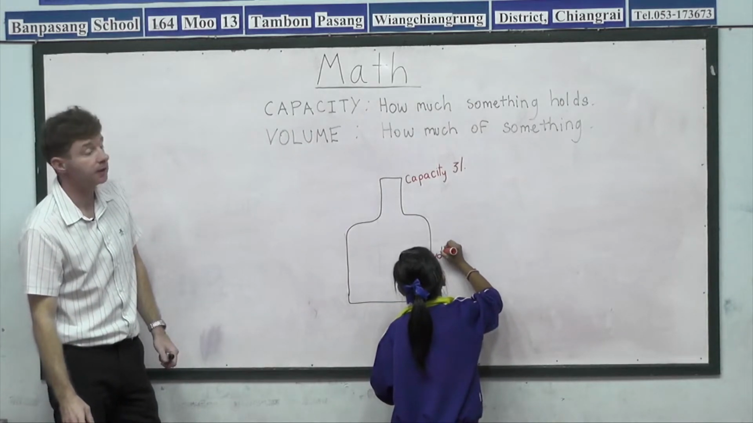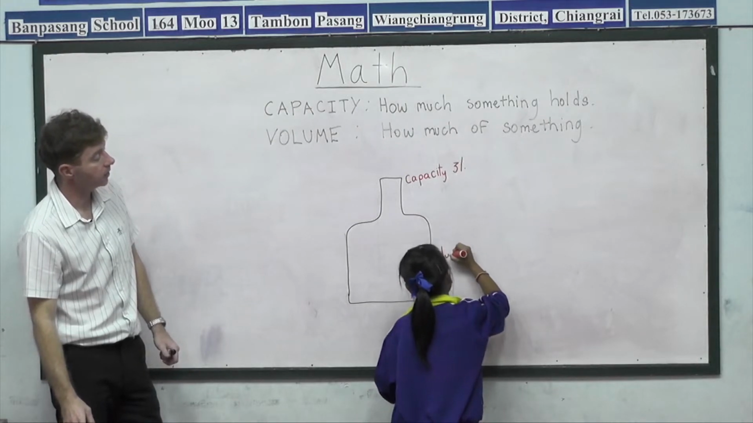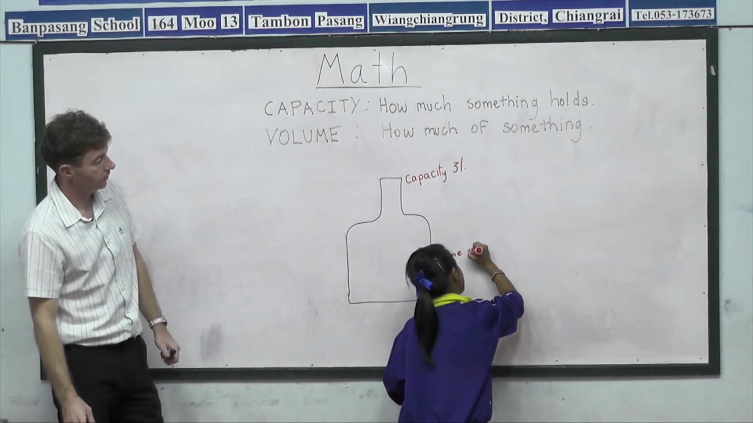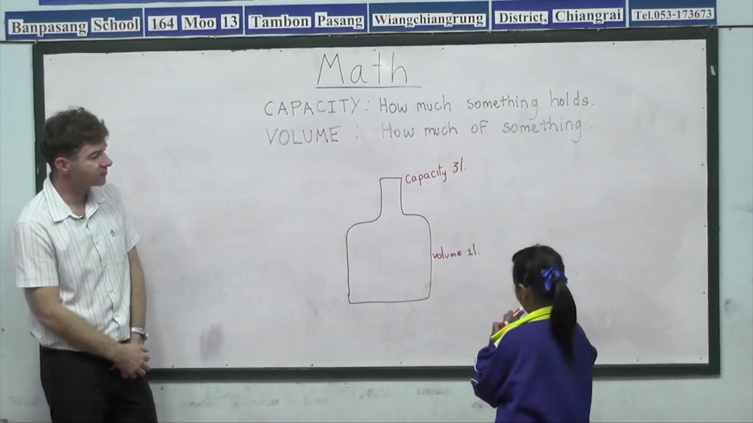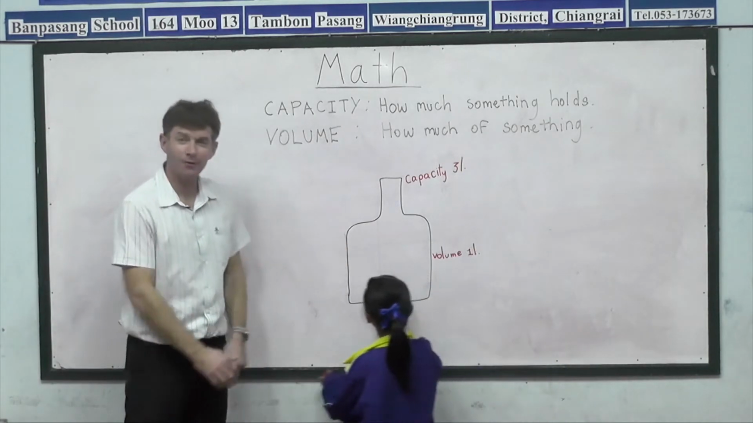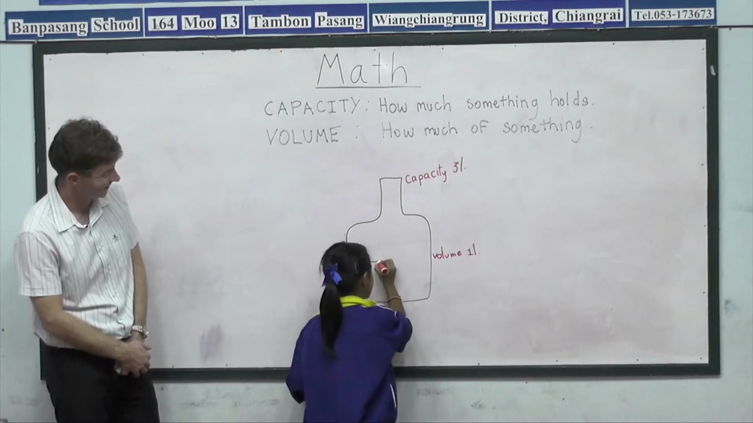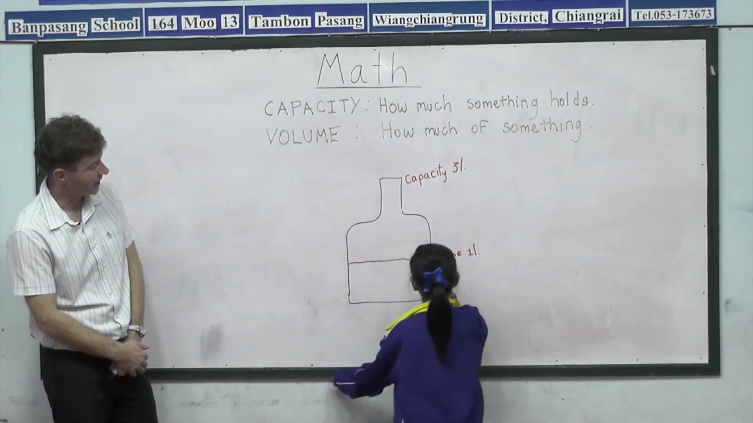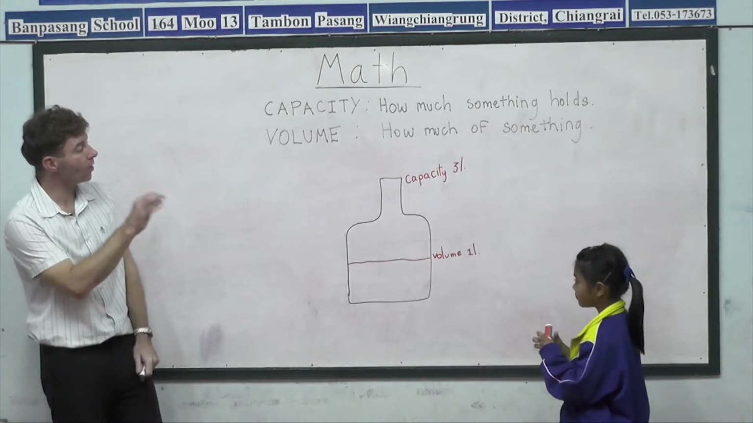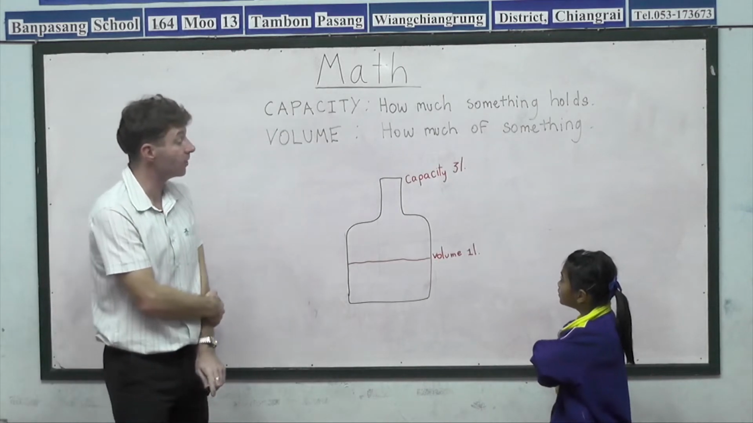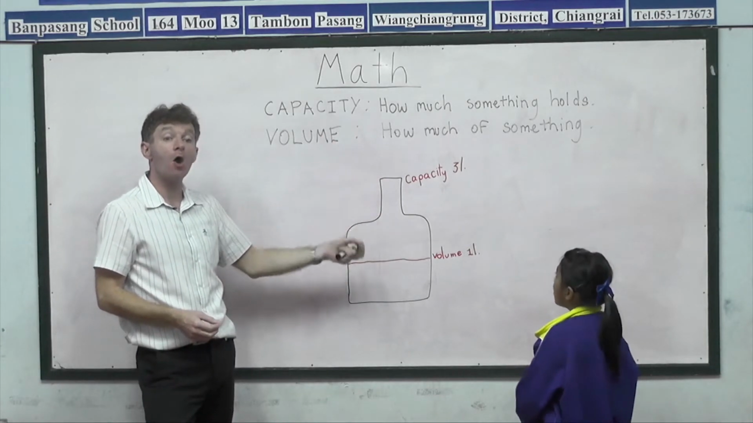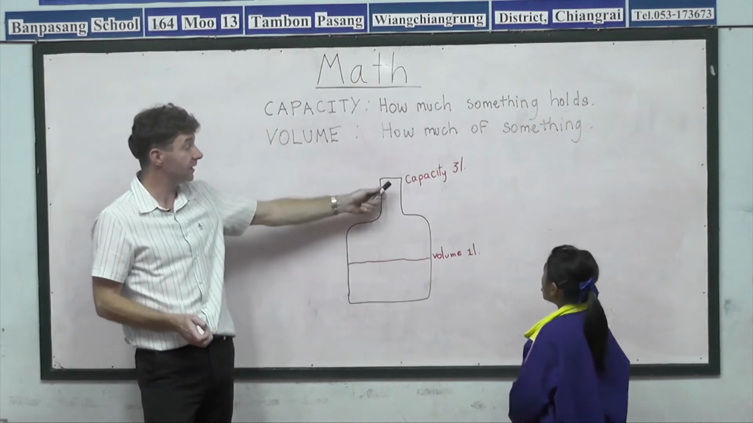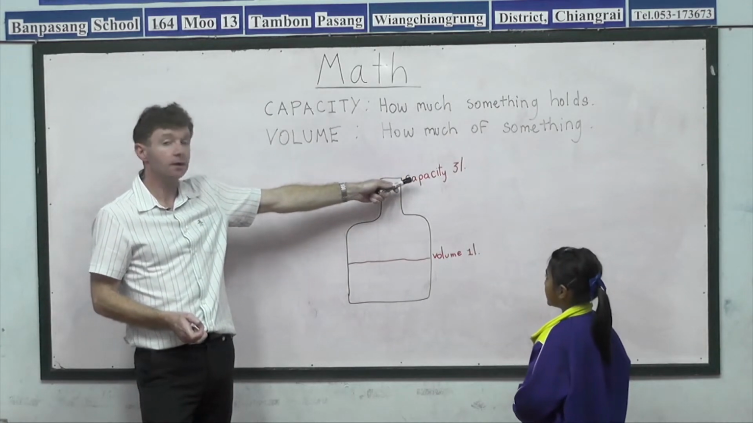Volume, V-O-L-U-M-E. And where's our volume? Where's our water? We haven't got any water. Okay, so ready, Pak Bung? What is the capacity of the bottle? The capacity of the bottle is 3 liters.